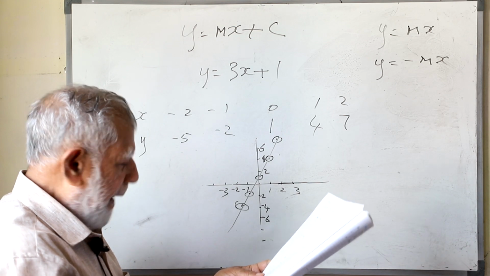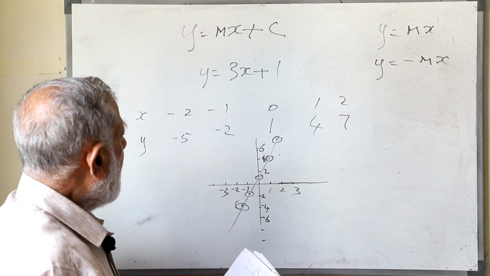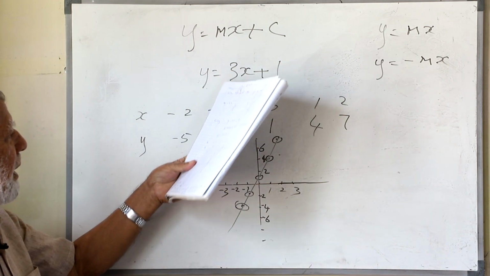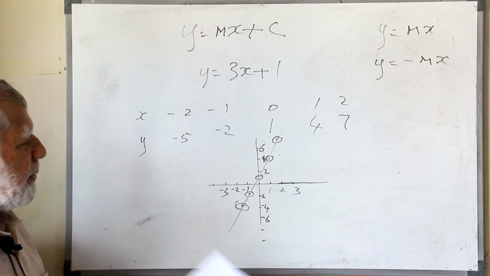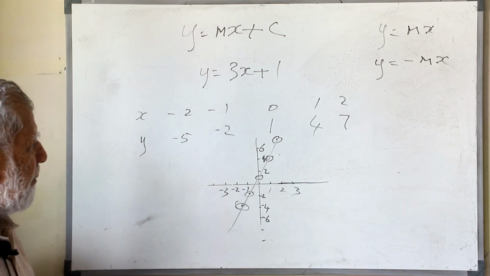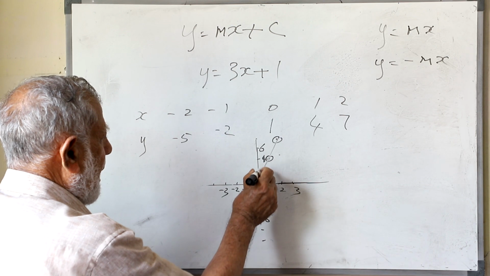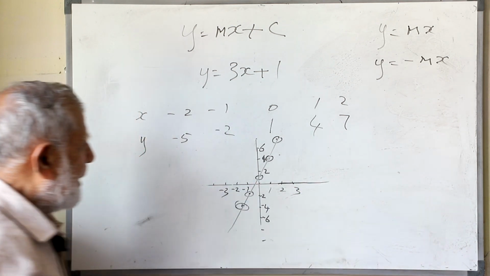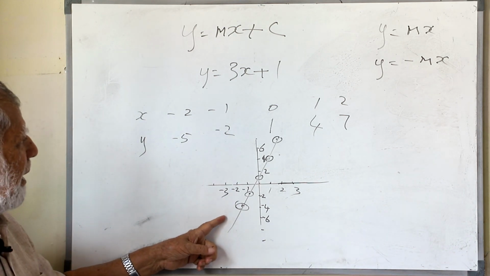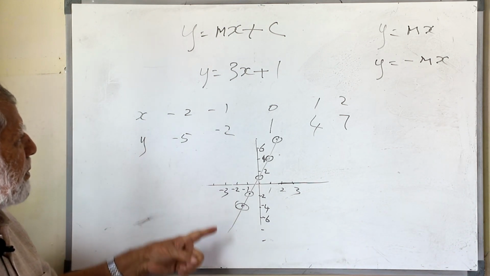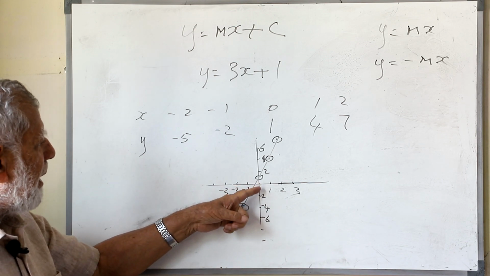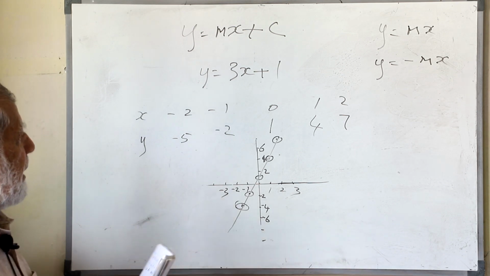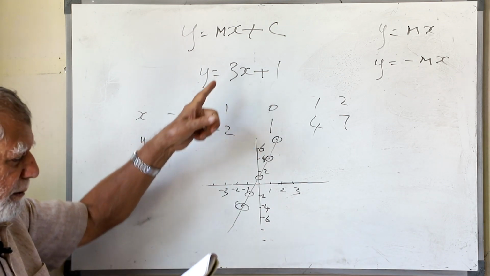Another thing is, always the gradient is the coefficient of x. So the coefficient of x is 3, so the gradient is 3. Gradient 3 means a positive number, therefore it is making an acute angle with the x-axis. Can you see the acute angle is like this. So we notice that the gradient makes an acute angle, we are not passing through 0 but going through 1, and it is a straight line. Those three things you notice now.